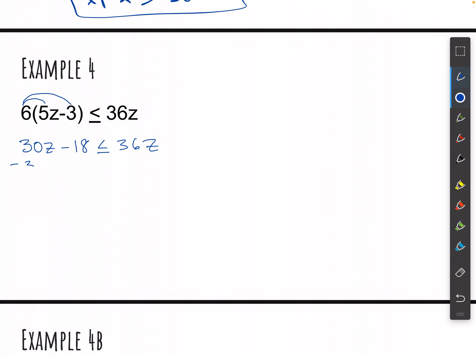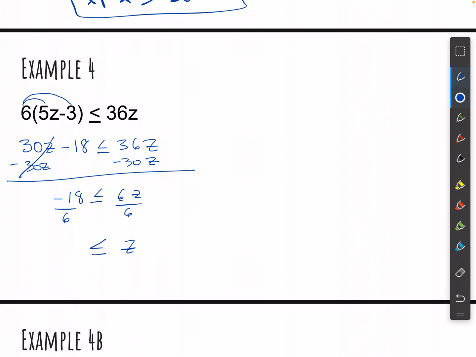So I'm going to subtract 30z's from this side, subtract it from this side. This goes away. I'm left with negative 18 is less than or equal to 6z. Okay, then I want z by itself, so I'm going to divide by 6. I have z is greater than or equal to negative 3.